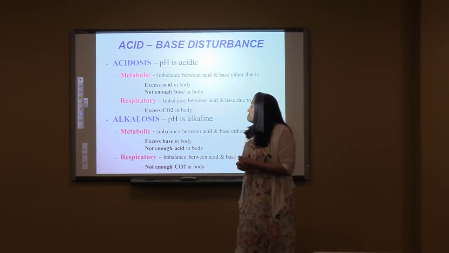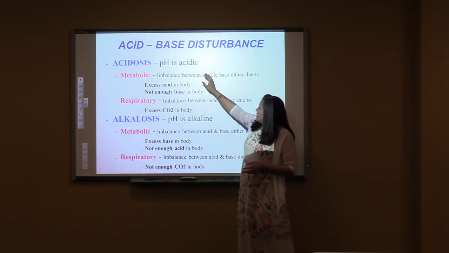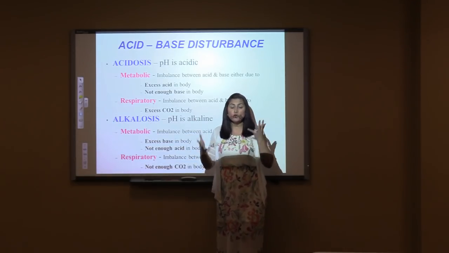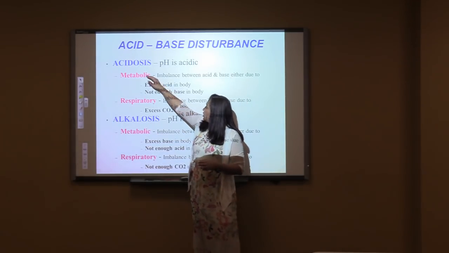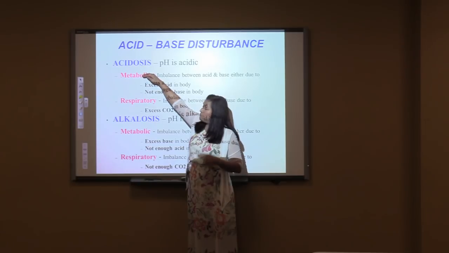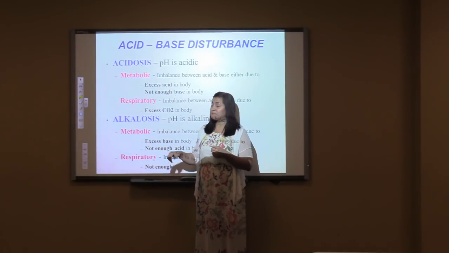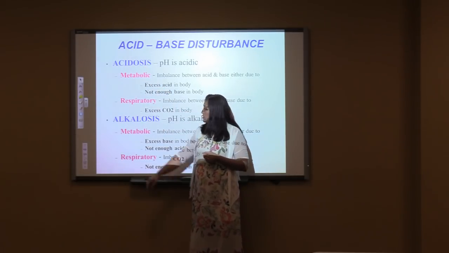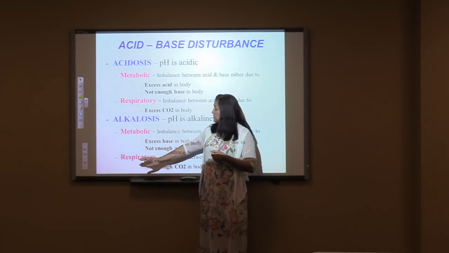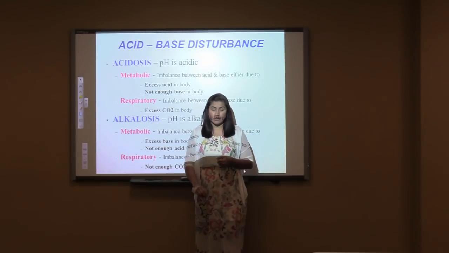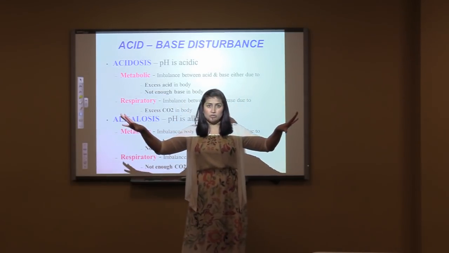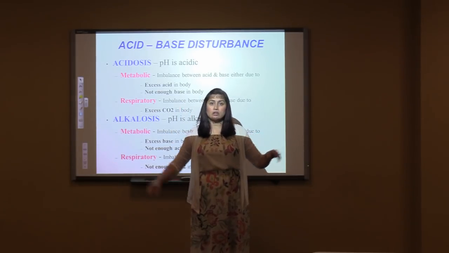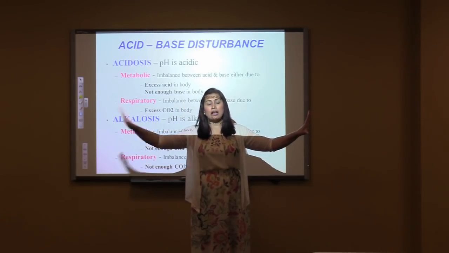Now, regardless of whether you have acidosis or alkalosis, there are two main causes: the metabolic system and the respiratory system. So you could have metabolic acidosis or respiratory acidosis. You could have metabolic alkalosis or respiratory alkalosis. So there's acidosis, alkalosis, metabolic acidosis or metabolic alkalosis, respiratory acidosis or respiratory alkalosis.